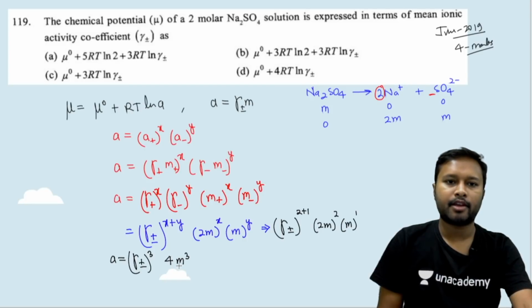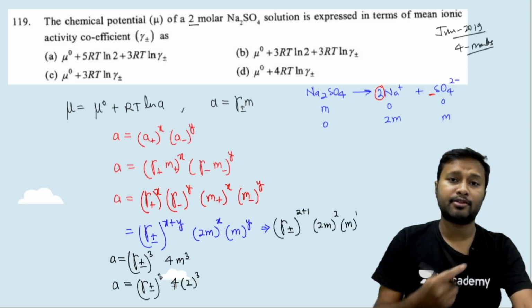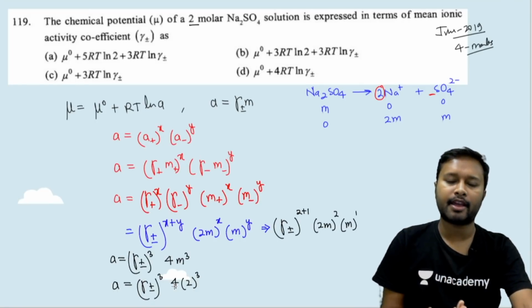In the next step, what I can do is substitute the value of m, which is given to me. It's 2 molar. Okay, molar or molal, both of the things you can put here. So I can just put the value of m here. So my activity is going to be like gamma plus minus to the power 3, and it will be 4 into 2 to the power 3. That's what I'm going to have. Now this 4 can be written as 2 to the power 2. Now see, some kind of calculation we have to utilize in order to solve it further. So I'm just going to do it on the next slide.